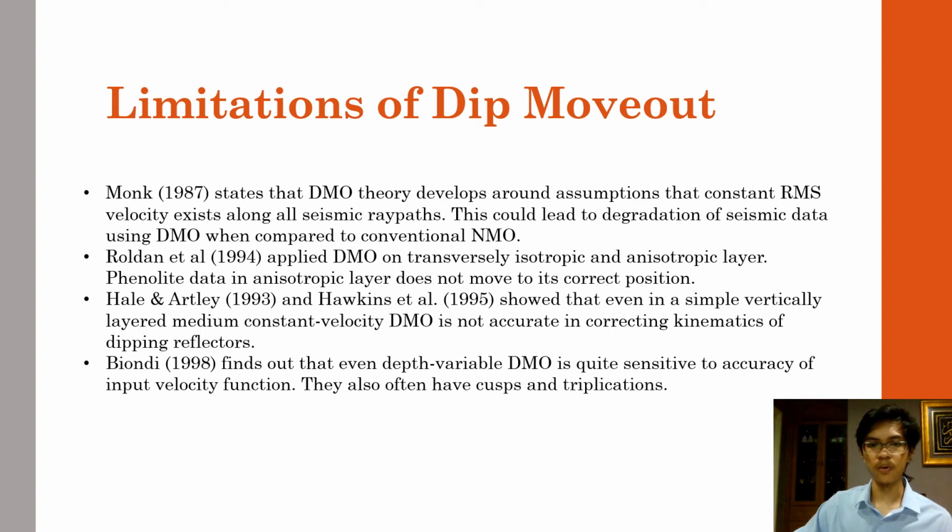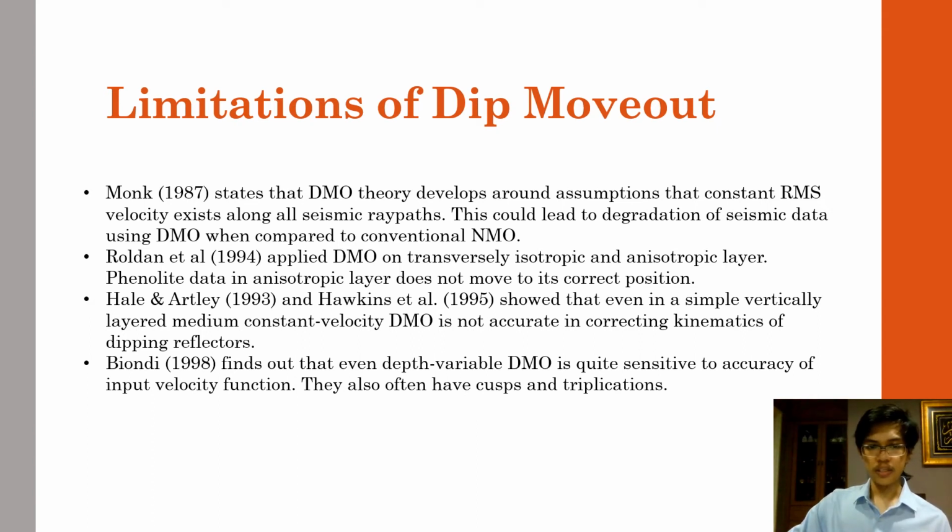Applied DMO on a transversely isotropic and anisotropic layer. He found out that the data in the anisotropic layer does not move to its correct position. Both experiments by Hale and Artley 1993 and Hawkins et al. in 1995 showed that even in a simple vertically layered medium, constant velocity DMO is not accurate in correcting the kinematics of dipping reflectors.